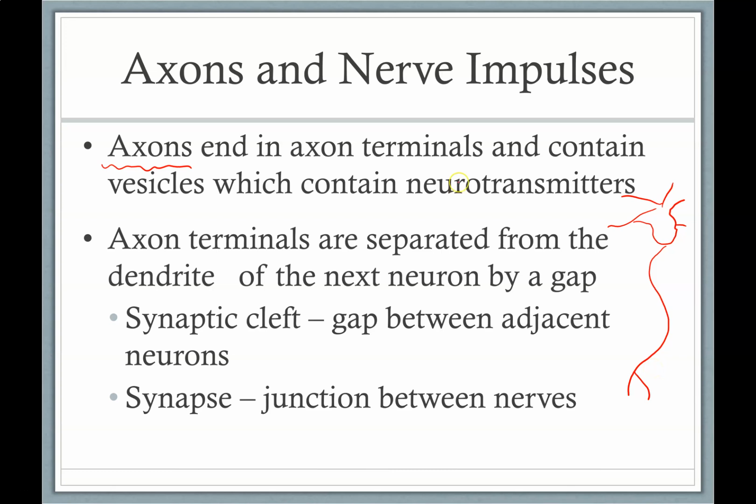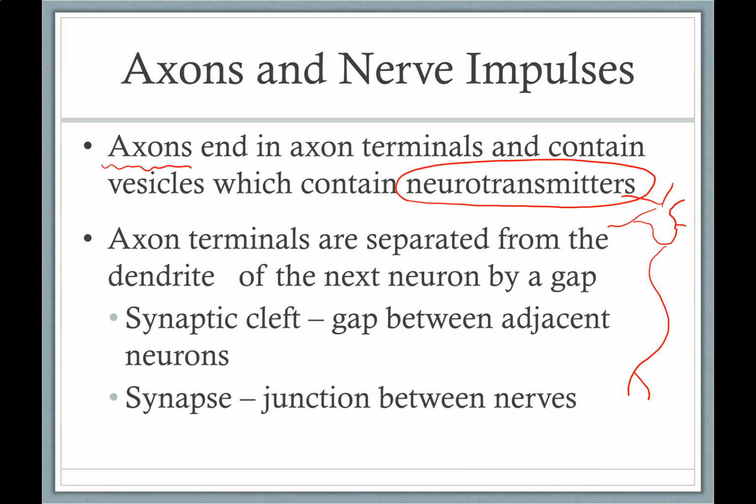Now, the axon terminals, we're going to zoom in on them in a little bit, but they're going to contain neurotransmitters, which are chemicals that will tell one nerve cell, tell another nerve cell what to do, or a muscle cell. So if you remember the acetylcholine from the muscular system, that was a neurotransmitter. But here we're going to be only within the nervous system.